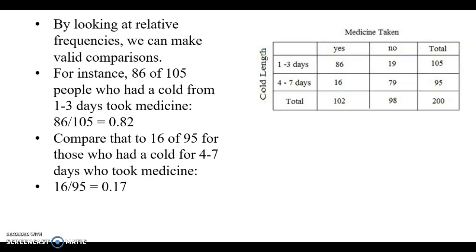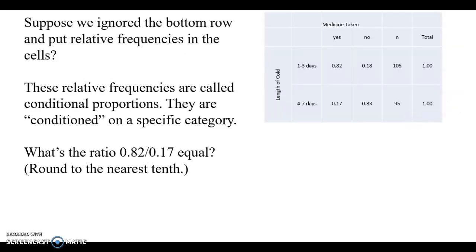But if we look at relative frequencies, we can actually make better comparisons than if we look at the frequency counts. So we've done a couple here. Take a minute, verify these are correct. If they're not, fix them. Let me know. Now suppose we ignored that bottom row of totals and we simply put relative frequencies in the cells. So when I'm looking at 0.82, I'm looking at 82% of the people who had a cold from 1 to 3 days took medicine, and that 18% did not take medicine.